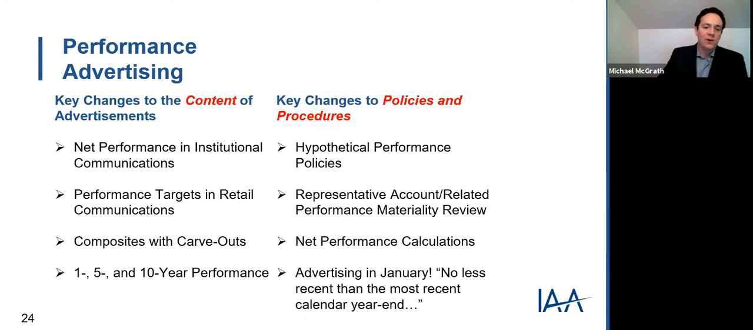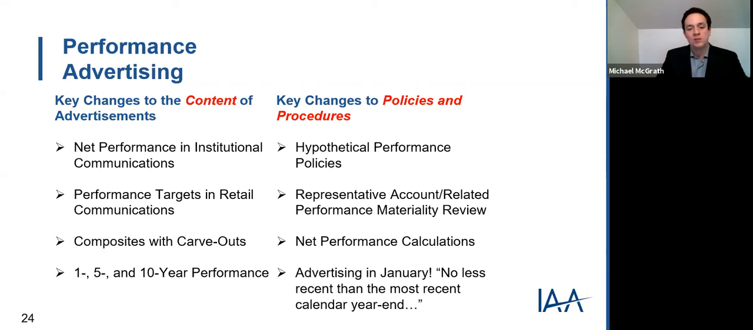We'll run quickly through the policies and procedures. If you have target performance, a model, back-tested, or anything similar, you're now going to have an expanded policy and procedure library to address those activities. Number two, if you have rep accounts, or if you exclude certain accounts from composites, you're going to need to have a policy that reviews the materiality of any differences in performance between those rep accounts and your composites.